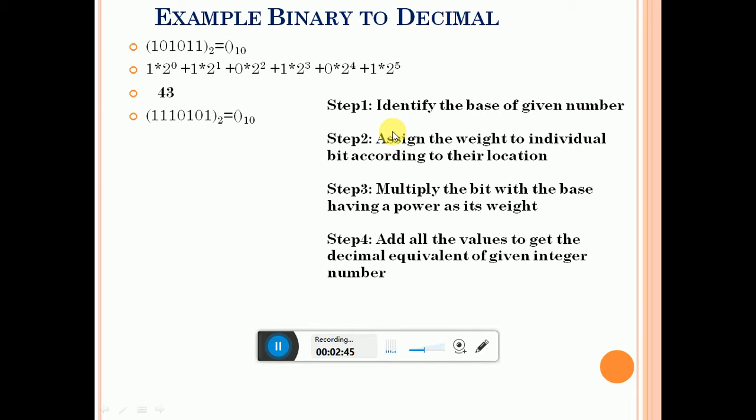And now what we are going to do is assign the weight to individual bit according to their location. Now very importantly, before we assign the weight and multiply the bit with the power of that particular weight, please focus on the direction we will be following. We will start from right to left. So we will take this rightmost bit, multiply it with the power of 2, 2 raised to 0, then second rightmost bit, multiply it with power of 2, 2 raised to 1, 2 raised to 2, 2 raised to 3 and so on till we actually cover all the bits from right to left. And then we are going to add all these values to get the decimal equivalent, which is 43.